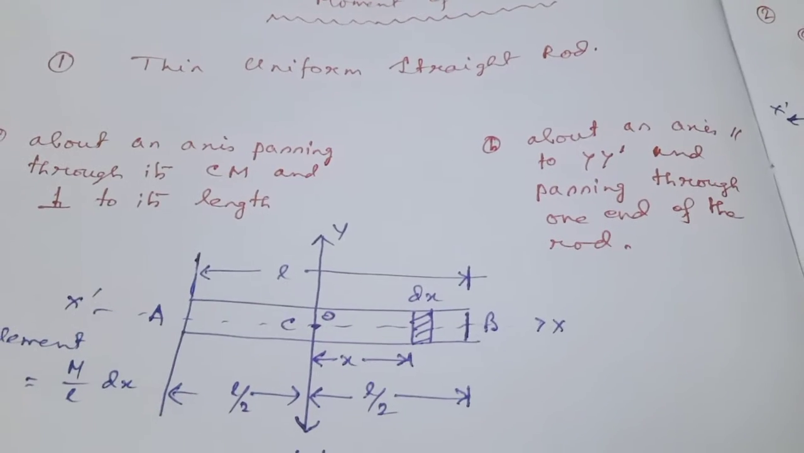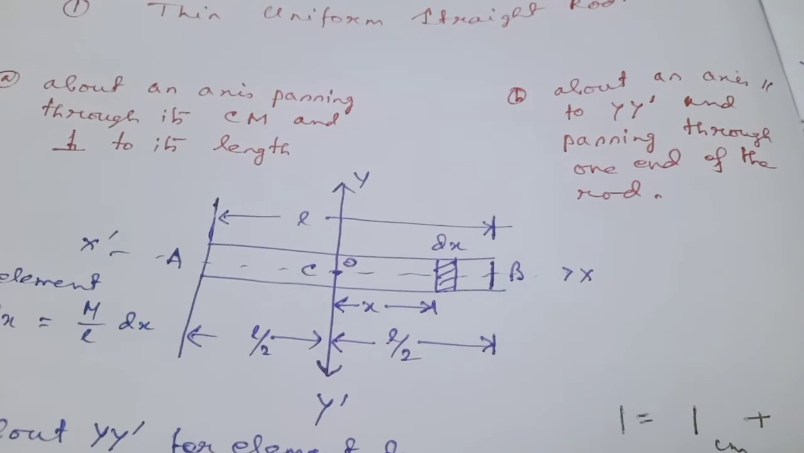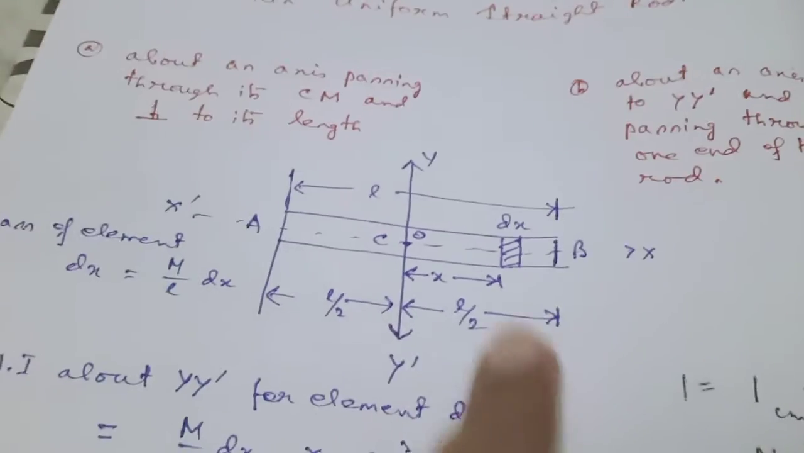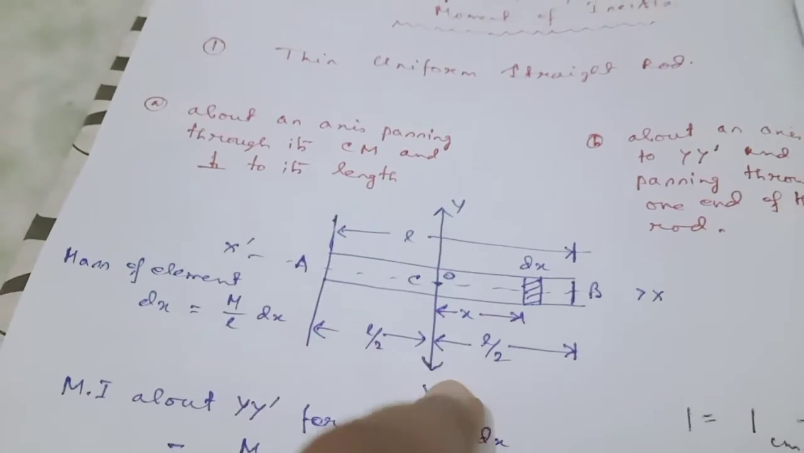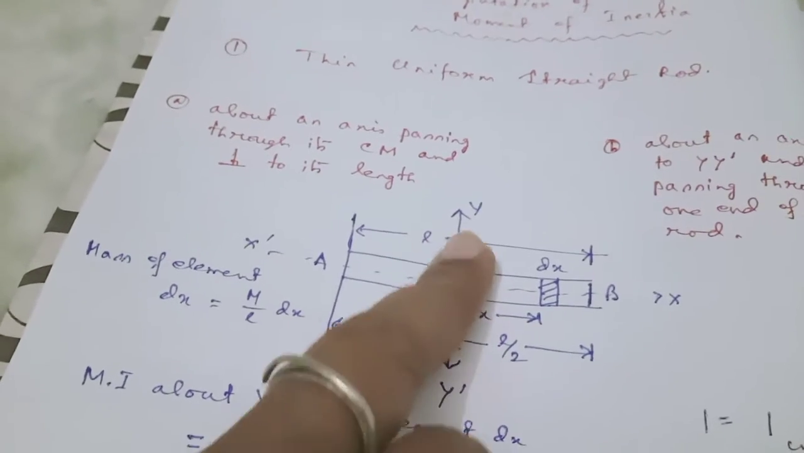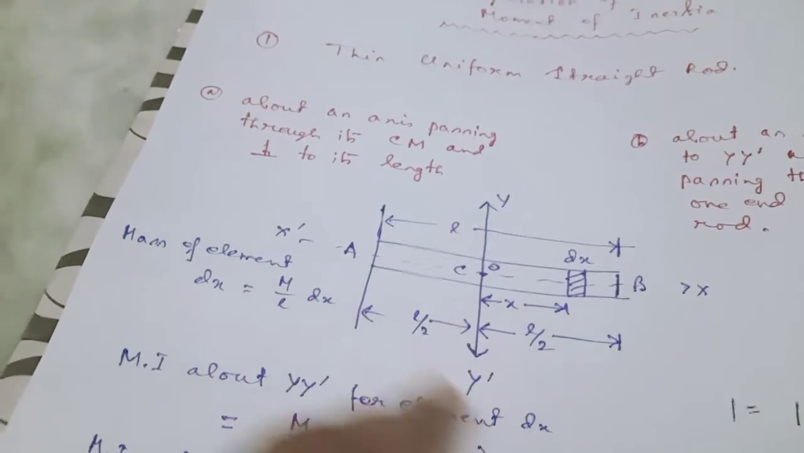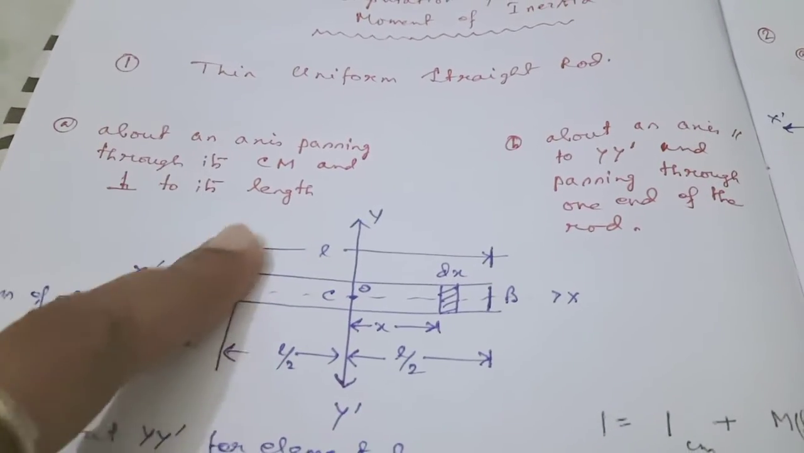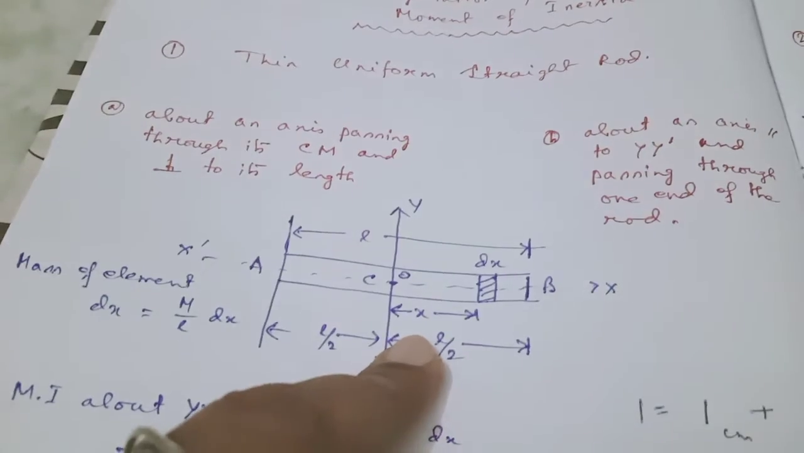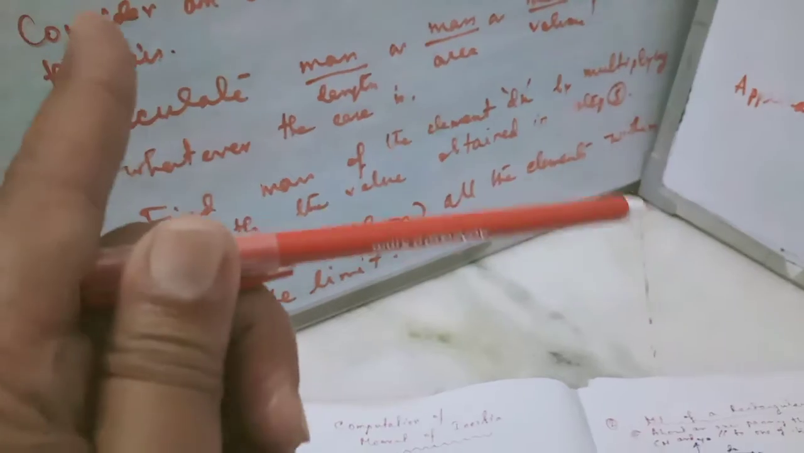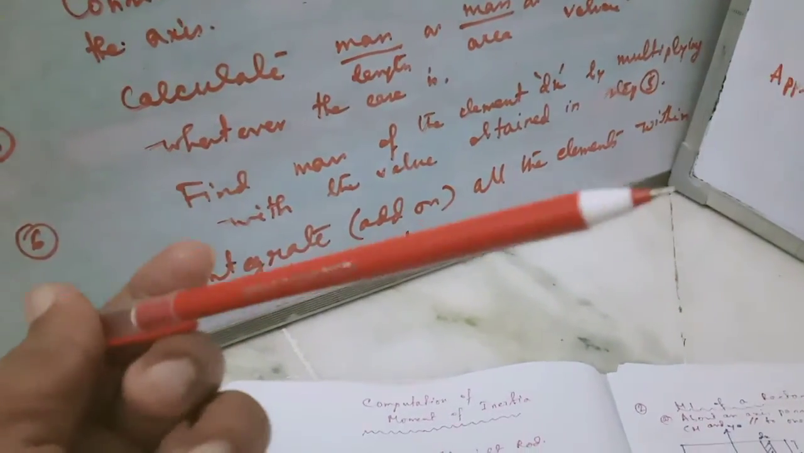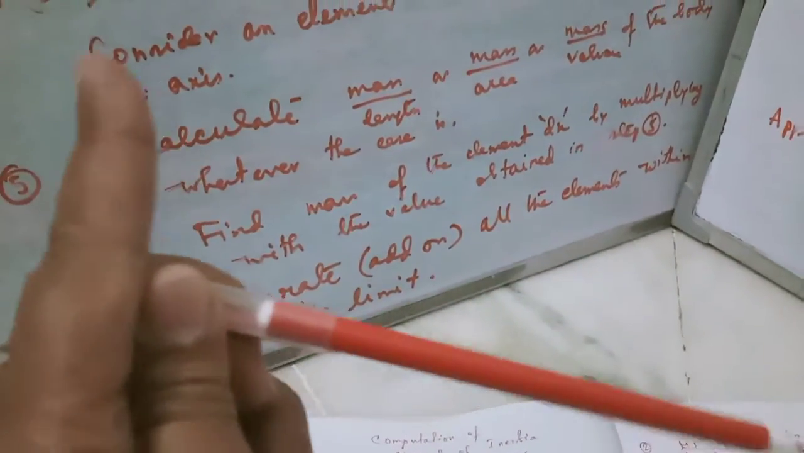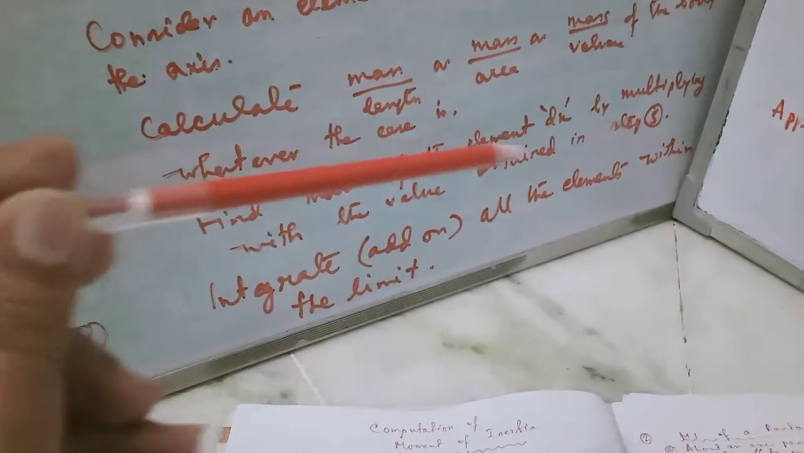Now if you are asked to calculate about an axis parallel to y dash and passing through one end of the rod, that means here this is the central line, the axis passing through the center of mass, and we have to calculate the moment of inertia about this axis which is parallel to y dash at one end of the rod. That means if this is the rod, it is fixed at one end and rotating in this manner.